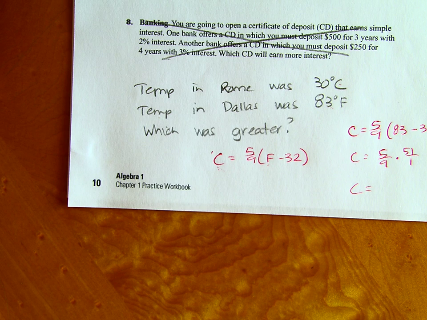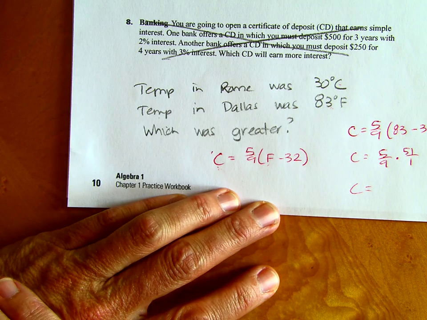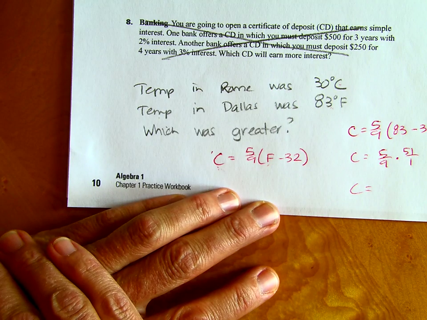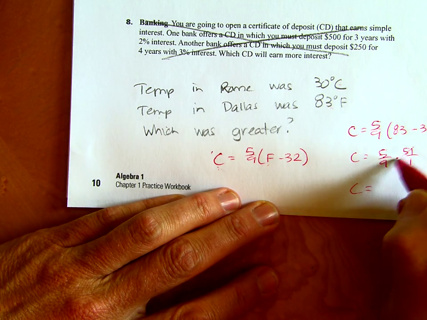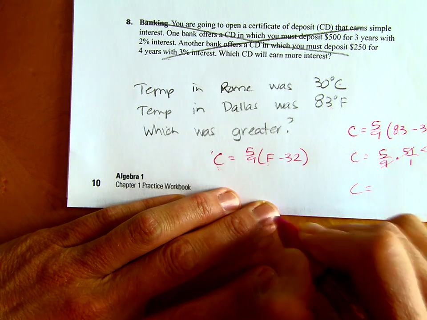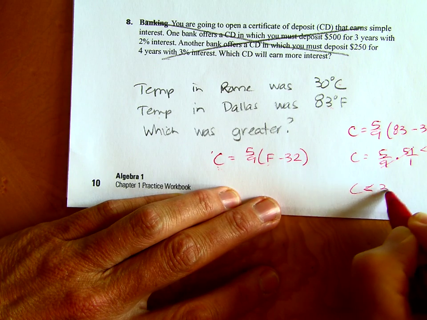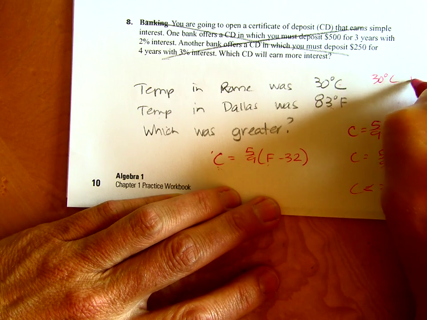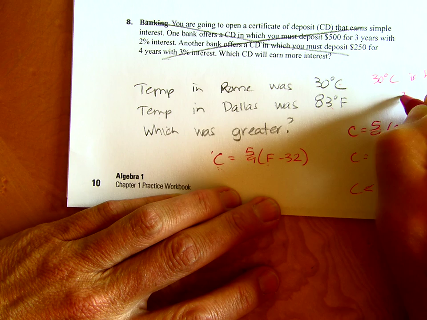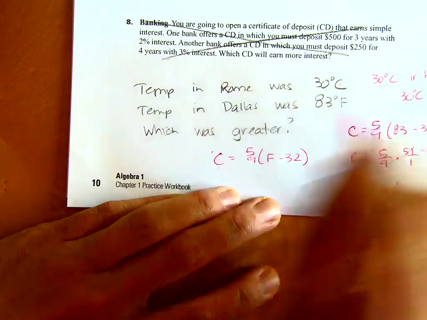51 divided by 9 is somewhere between 5 and 6. And somewhere between 5 and 6 times 5, well, it would have to be, 51 divided by 9 is less than 6. So 5 times something less than 6 would be less than 30. So I'm guessing this is going to be less than 30 degrees. So Rome is hotter. 30 degrees Celsius is greater than 83 degrees Fahrenheit, if I did my math correctly.